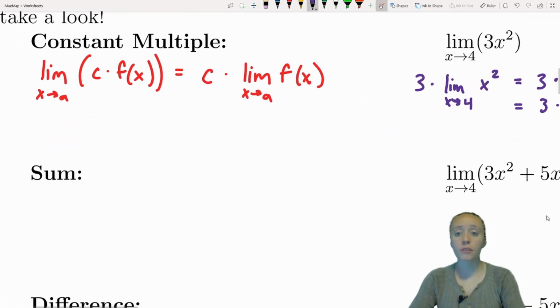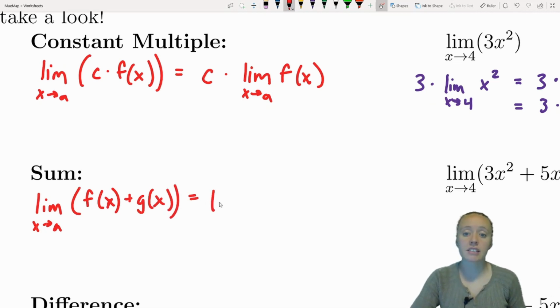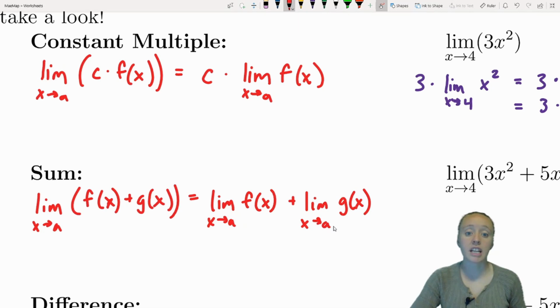The next rule we'll go over is the sum rule. So if I have the limit as x approaches a of some function f of x plus a function g of x, well, I can split this limit up. I can write this as the limit of f of x as x approaches a plus the limit of g of x as x approaches a. So individually calculating the limit of each of those functions with addition in between.